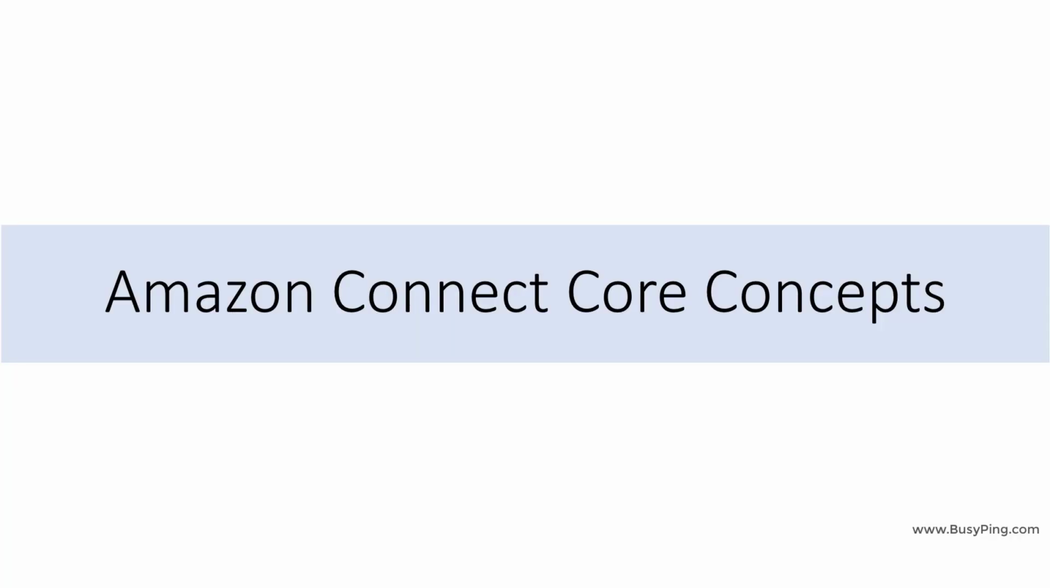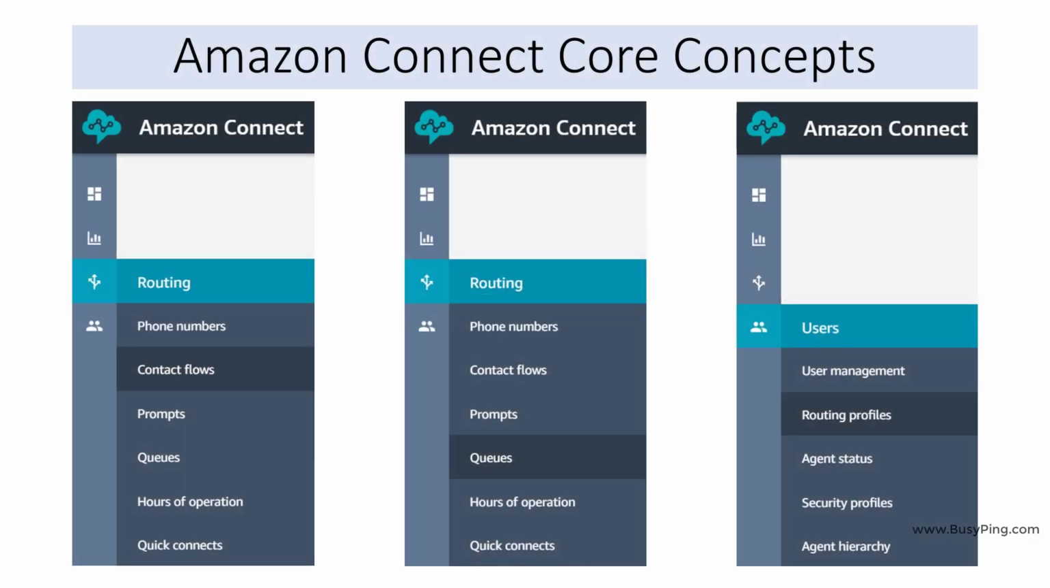In order to build a contact center solution using Amazon Connect, you need to understand the core concepts, which are the building blocks of a contact center solution. These are contact flows, queues, and routing profiles. So let's go through each of these three concepts at a high level.